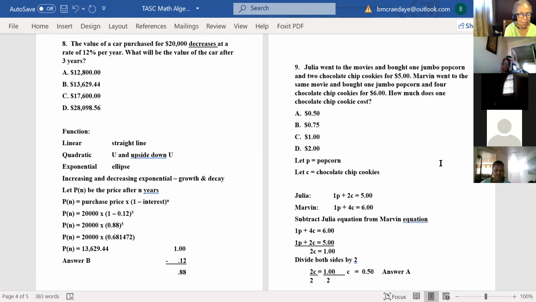Because Julia only bought, how much did Julia buy? She bought two chocolate chips. Okay. So from 5, she had, okay, therefore it cost $3.